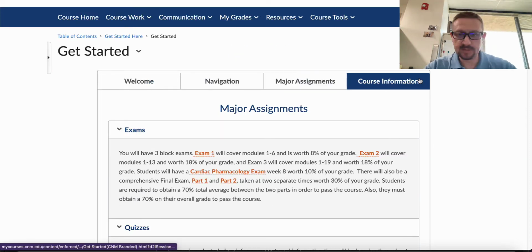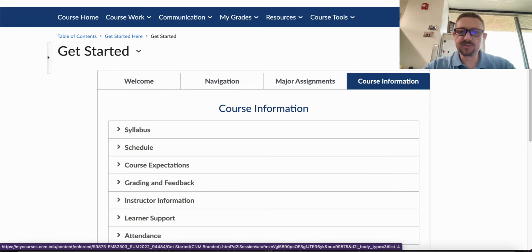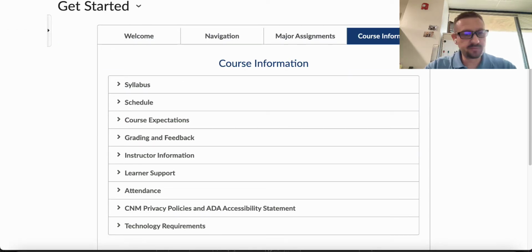In the course information section, we've got some standard information and then some course-specific information. These two sections will take you to the syllabus. Course expectations, please review. The grading and feedback is just basically restating some of the grading components that we need to be aware of from the syllabus.